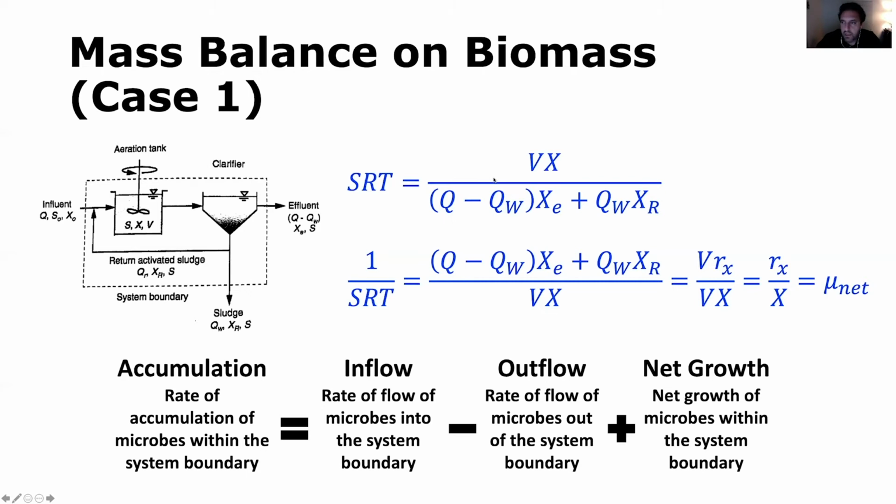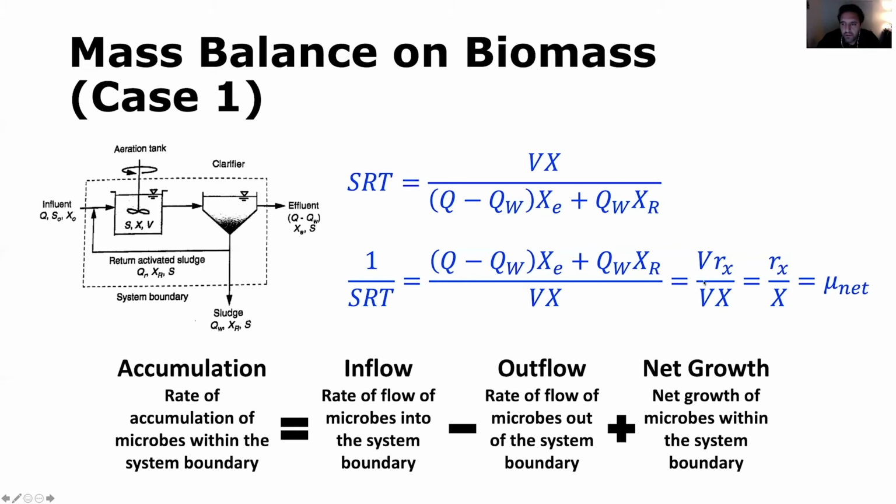All right, so again, we utilize volatile suspended solids as a surrogate measurement for the biomass in this system, and we use the term X to denote biomass. All right, so this is the definition of the solids retention time. If we take the inverse of that, just an algebraic manipulation, we get 1 over SRT is equal to (Q minus QW) times XE plus QW XR divided by V times X.